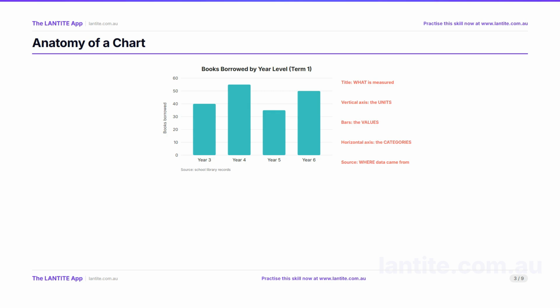Every chart has the same working parts. The title tells you what is being measured. Here, books borrowed by year level in Term 1. The vertical axis carries the units, in this case the number of books. The horizontal axis carries the categories, the 4 year levels. The bars themselves carry the values. And down the bottom, the source line tells you where the data came from. Get into the habit of finding all of these parts before you read a single number. It takes 5 seconds, and it prevents most chart mistakes.